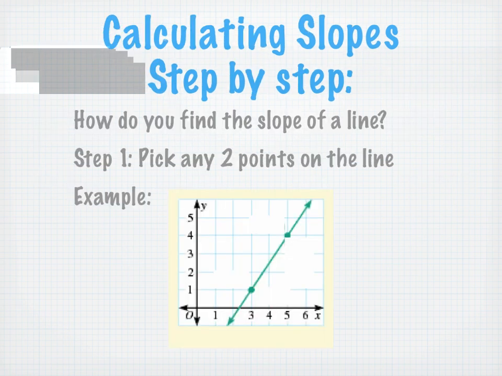Here's a step-by-step set of instructions if you're given a graph of a line and 2 points on that line. So if we have the graph of a line, we can pick any 2 points on the line and use those to find the slope. Here's an example of a line shown in green. The first point on this line is the point (5, 4). The second point on this line is the point (3, 1).